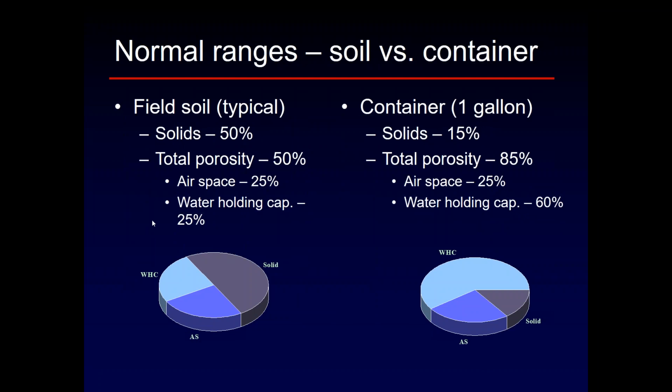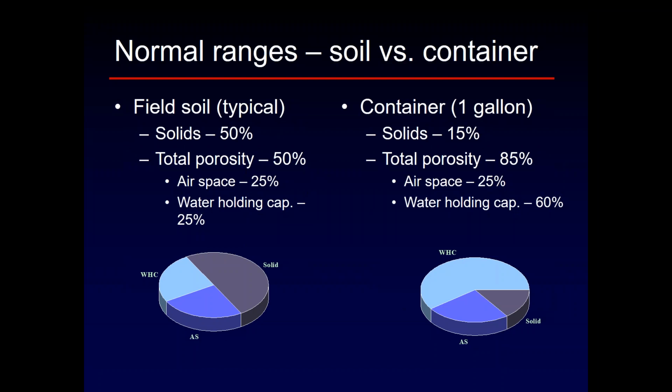And I threw this slide in here just to add some perspective to containers versus a typical field soil, especially since some nursery growers do still grow in soil. In a typical field soil, the total porosity is only about 50%, and that's about equal percent of airspace and water holding capacity. In container substrates, our total porosity is 85%, with 25% airspace and 60% water holding capacity. So our container substrates hold a much higher volume of water than a typical field soil.